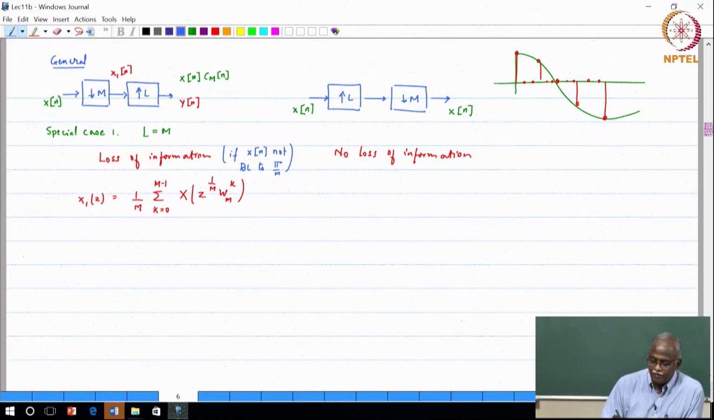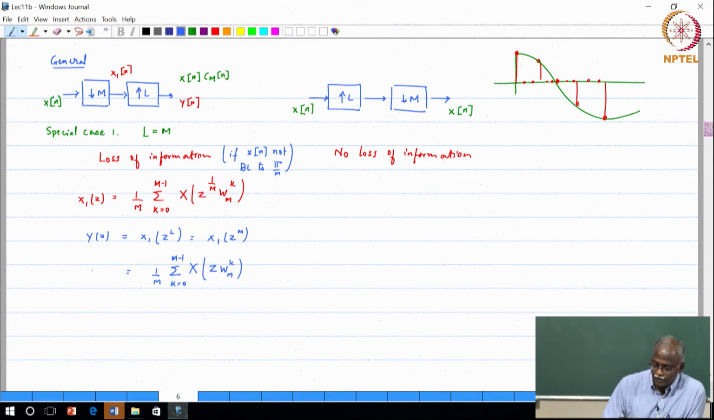So x1 of z is given by this, and y of z is x1 of z power L, that is the upsampling process, and in this case let me write it as x1 of z power M. So I have to go back to my equation number 1 and replace z with z power M. Please be very careful: wherever z occurs I replace it with z power M. So this is equal to 1 over M summation k equal to 0 to M minus 1 x of z power 1 by M, where I replace z with z power M. That means z power M by M, which is z power 1, and then I have W_M^k; this is y of z.